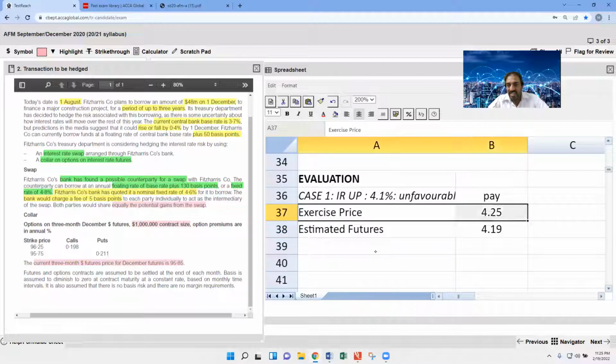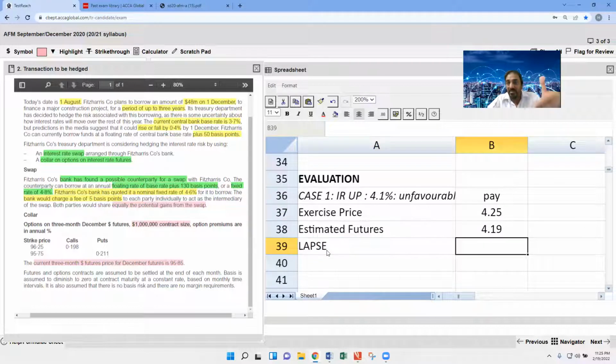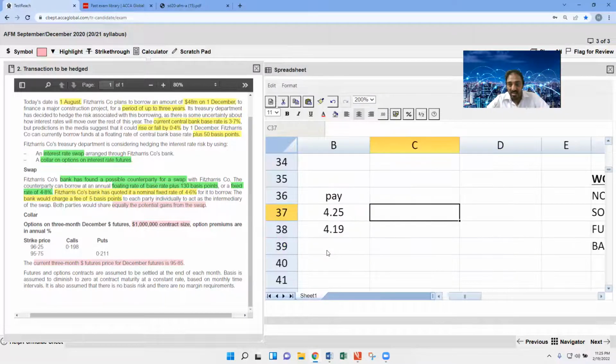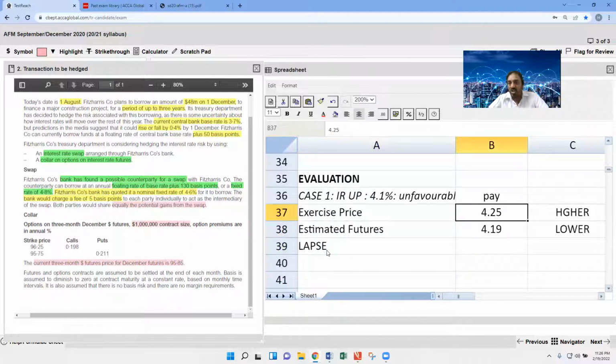So is this exercisable value, payable value, beneficial or lapse? Yes, we will mention that this is lapse, because the payment on exercise is higher and the market is lower. If the exercise price is higher, it's a loss for us. It's not beneficial for us. Lapse.